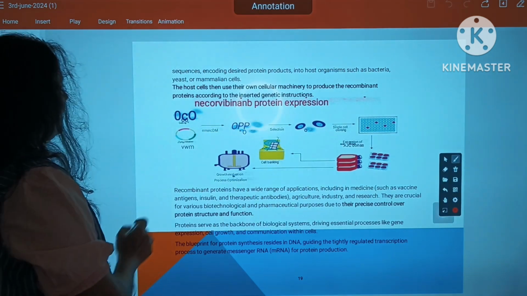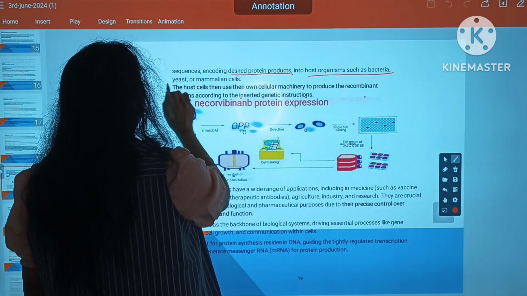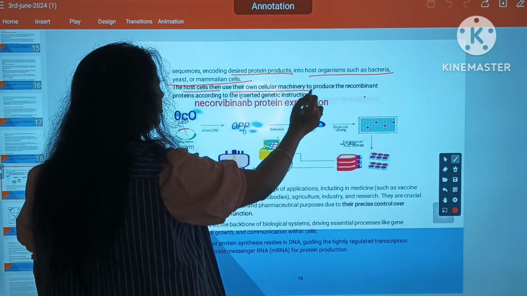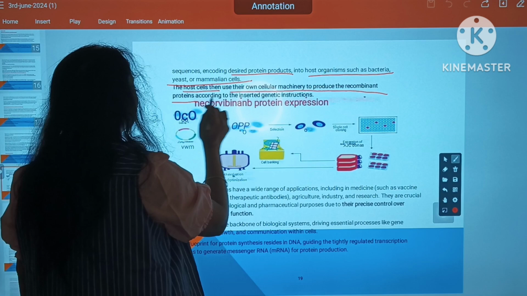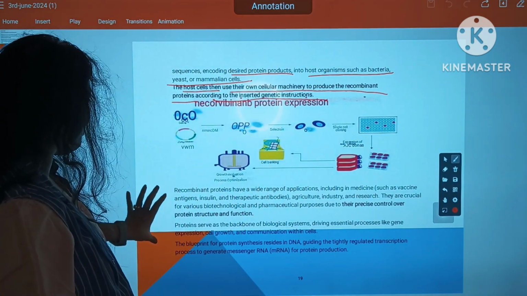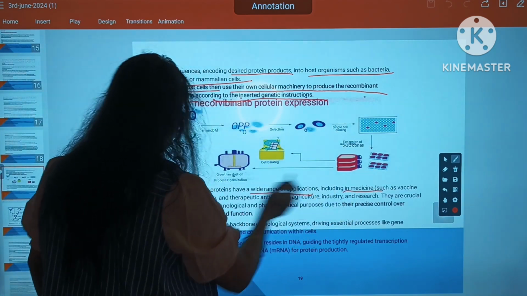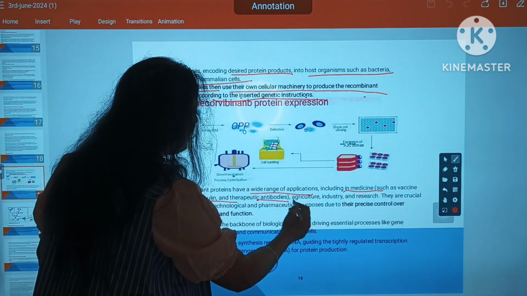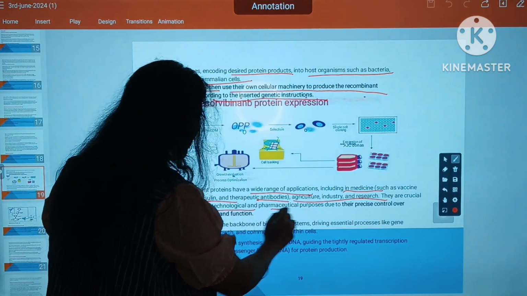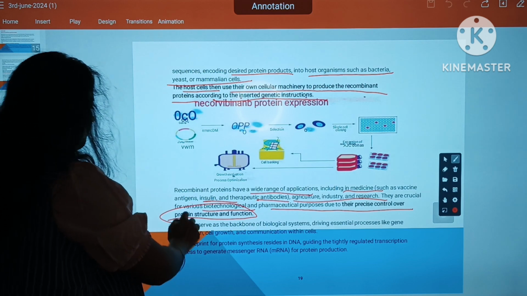Okay. Desired protein products, host organisms such as bacteria, yeast and mammalian species. Host cells use their own cellular machinery to produce the recombinant proteins according to inserted genetic instructions. Recombinant proteins have a wide range of applications in medicine, okay, insulin therapy, antibodies, agriculture, industry, research. They are crucial for biotechnological, pharmaceutical purposes due to their precise control over protein structure and function.